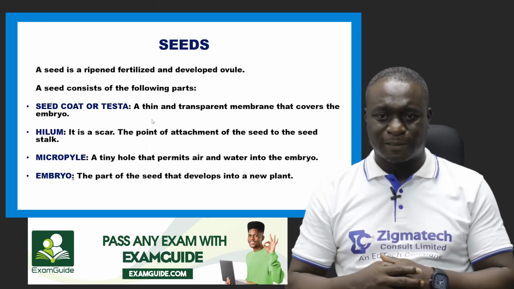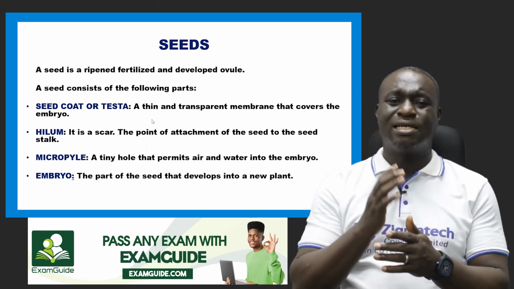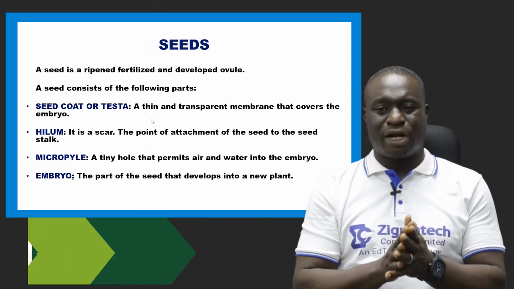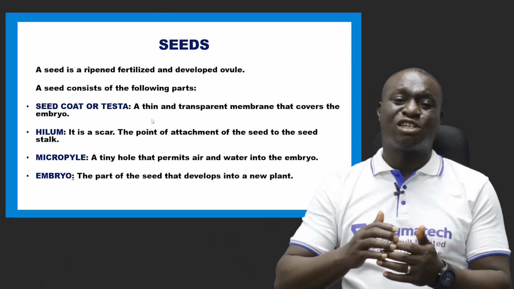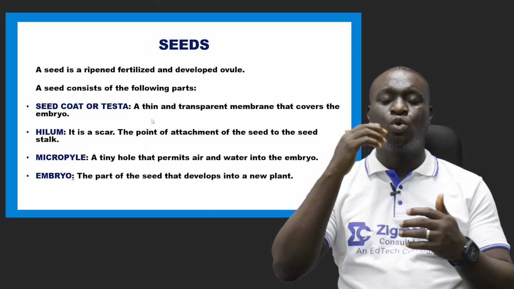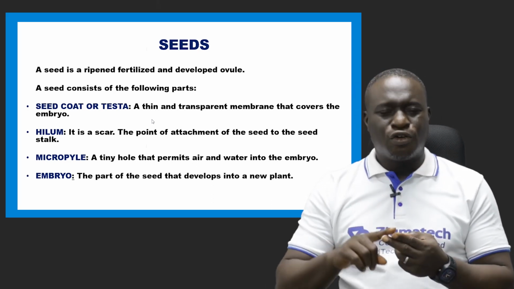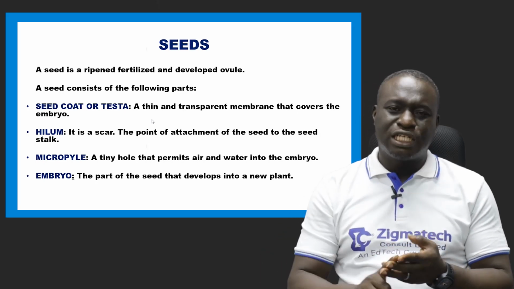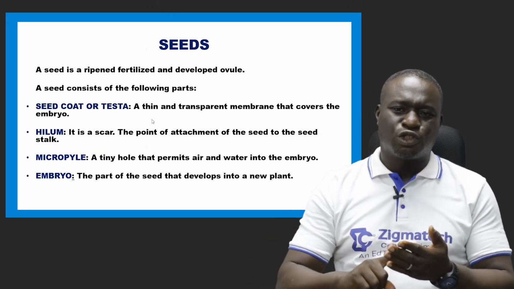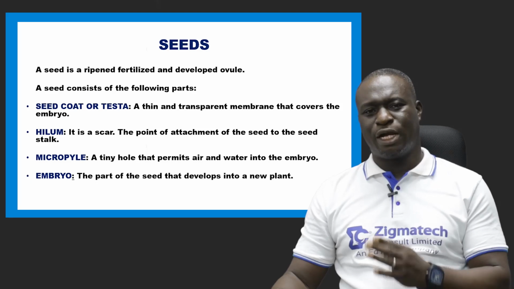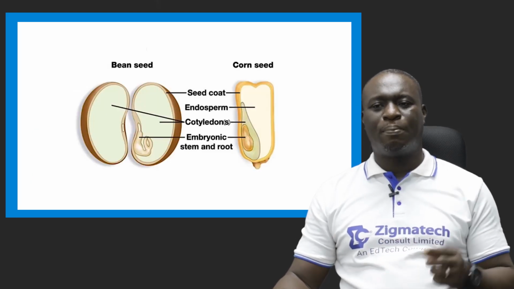Now, this air and water that enters into the seed are used by the embryo for growth and development. And then finally, what you see in a seed is also the embryo. And this is the part that actually develops into a new plant. So a seed consists of a seed coat, it consists of a hilum, it consists of a micropyle, and then it also consists of an embryo. These are what make up a seed.